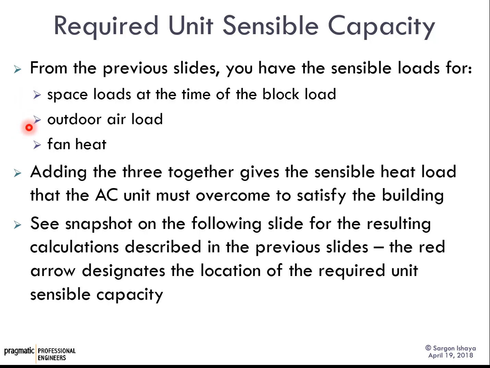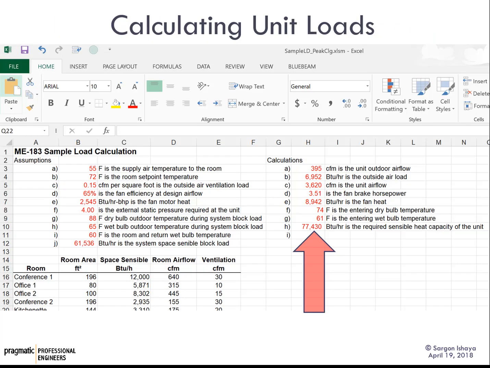We are not exactly done yet. Now we still have to start the iteration process. Okay? If we add those three quantities together, we get the actual load that the package unit has to overcome. So adding those three components together, we get the actual load that the AC unit must overcome. And on the following slide here, you can see that I have calculated this here.